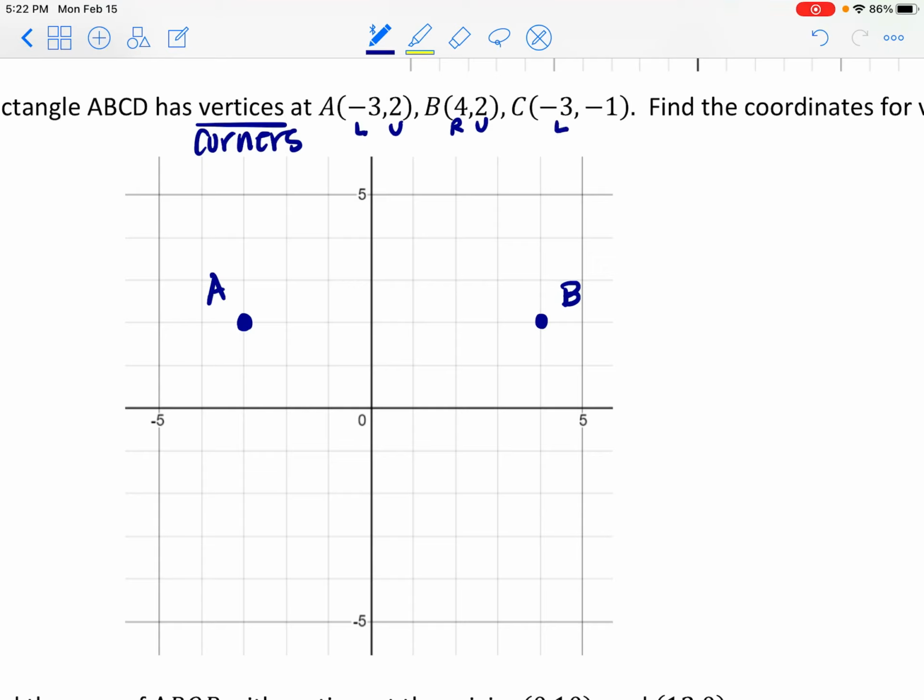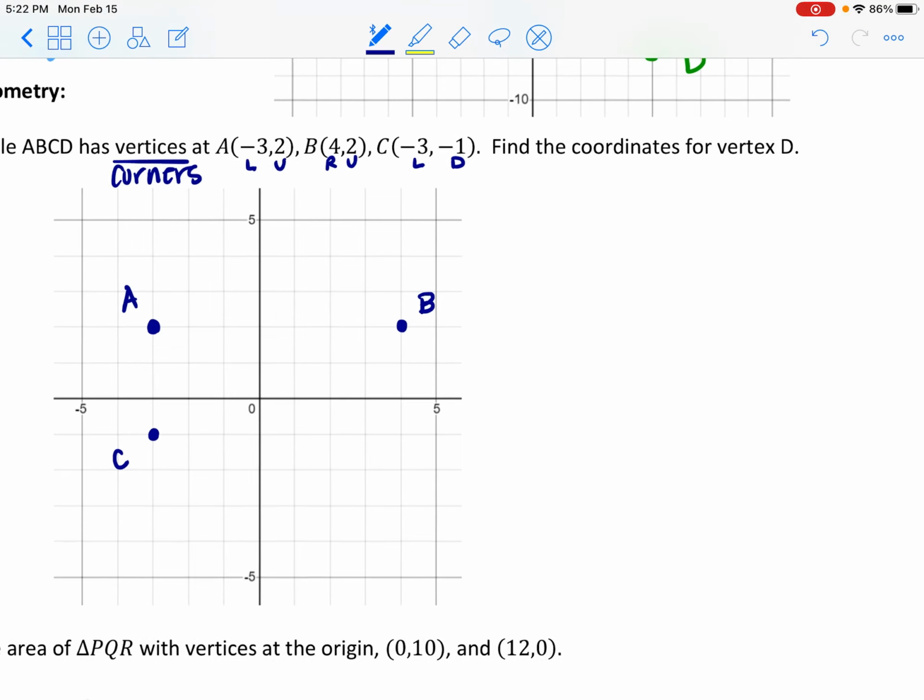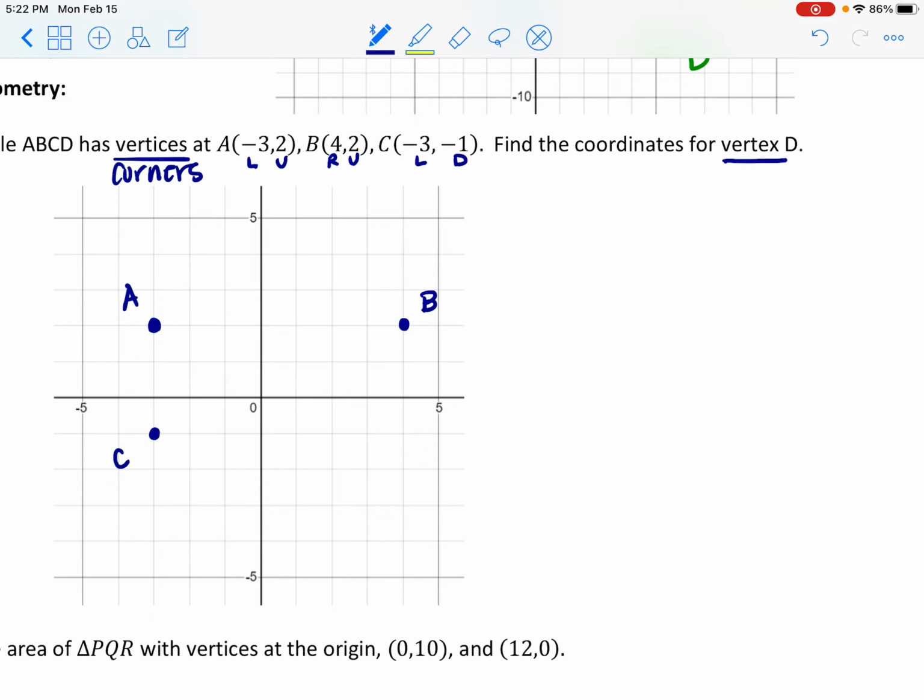That's to the left 3 and down 1. So from the origin, if I went left 3 and down 1, I would land here. So that's the coordinate for C. And the question is, if this is a rectangle, where is vertex D? Where does our last point have to land?